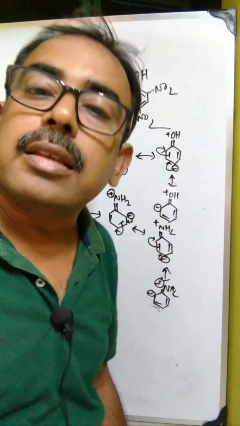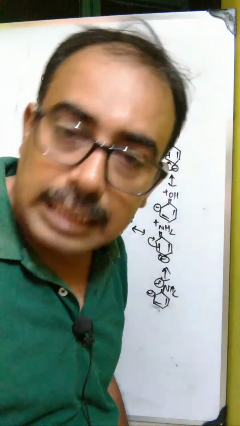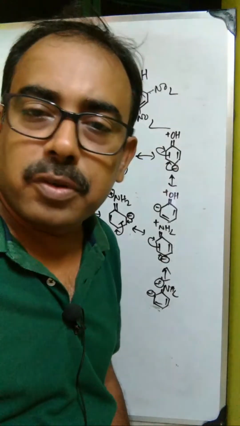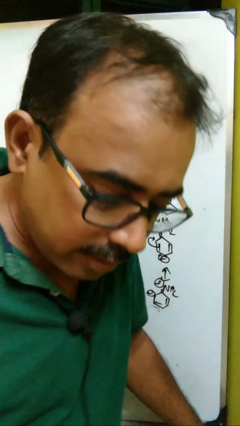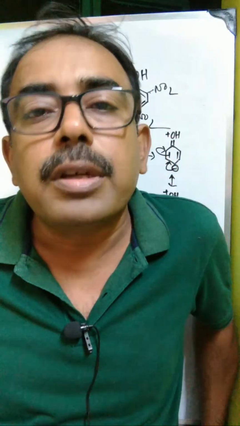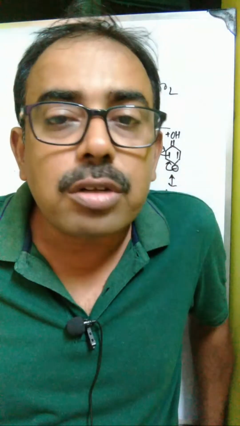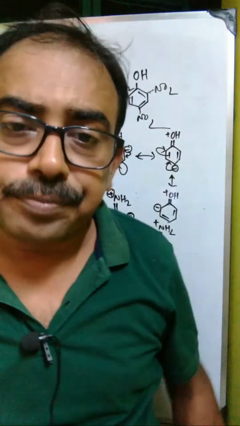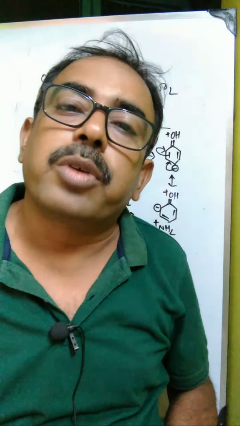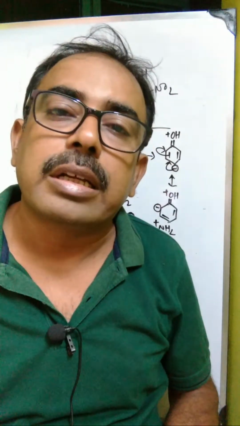So in the electrophilic substitution of aniline, a 2,4,6 compound is also formed. If you nitrate aniline with a mixture of nitric acid and sulfuric acid at a temperature of 50 to 60 degrees centigrade, then 2,4,6 trinitroaniline is formed. Again, in the bromination of aniline or phenol, if bromine water is added, 2,4,6 tribromoaniline or 2,4,6 tribromophenol is formed.